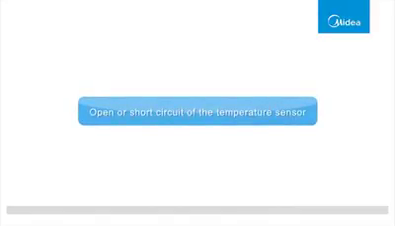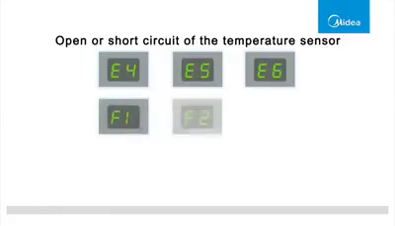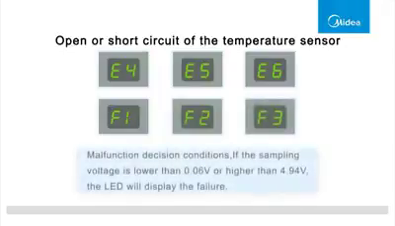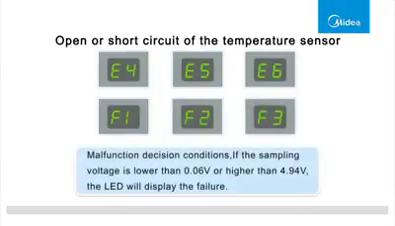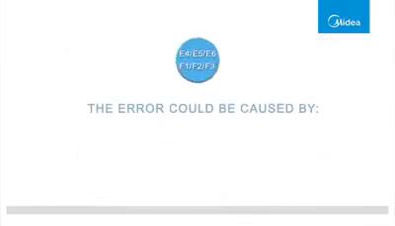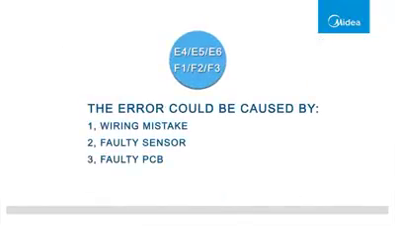When the indoor unit displays E4, E5, E6, F1, F2, or F3, those indicate an open or short circuit of the temperature sensor. Malfunction decision conditions: if the sampling voltage is lower than 0.06 volts or higher than 4.94 volts, the LED will display the failure. The error could be caused by 1. Wiring mistake, 2. Faulty sensor, 3. Faulty PCB.